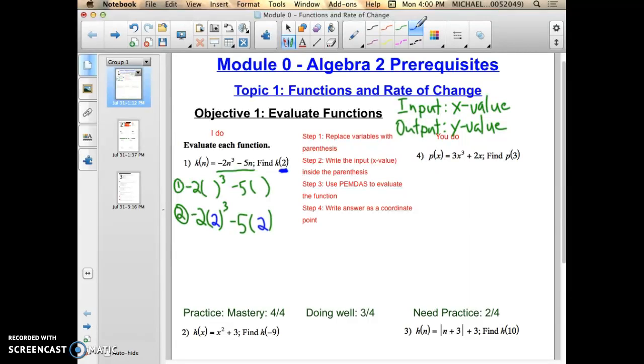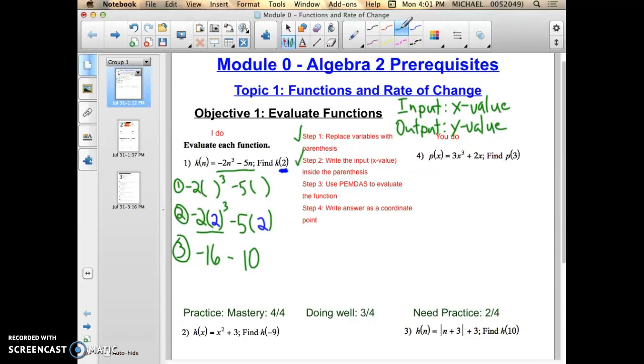The third step then, as we're going along, I can check off these steps. I've done step 1, I've done step 2. Step 3 tells me to use PEMDAS, or order of operations, to evaluate the function. So from PEMDAS I know that I work with powers first. So 2 cubed, you can use your calculator if you need to, but you should be able to do that in your head. 2 cubed is 8. 8 times negative 2 is negative 16, so this chunk becomes negative 16, and then minus 5 times 2 is 10.